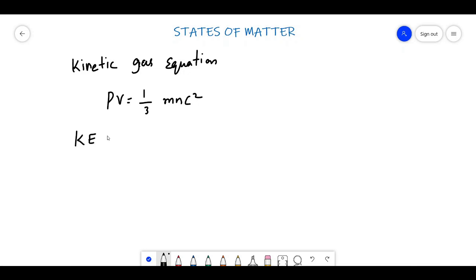So if the question is asked to calculate kinetic energy, then you can take kinetic energy as 3 by 2 nRT. Actually, this is derived from this kinetic gas equation. So I'm not deriving this, I am just writing the final equation. That is, kinetic energy is equal to 3 by 2 nRT.